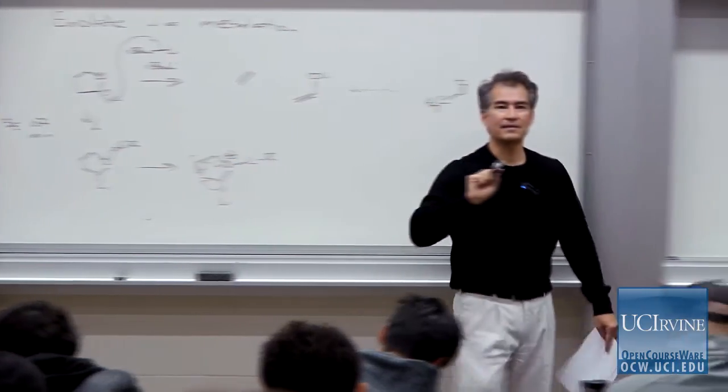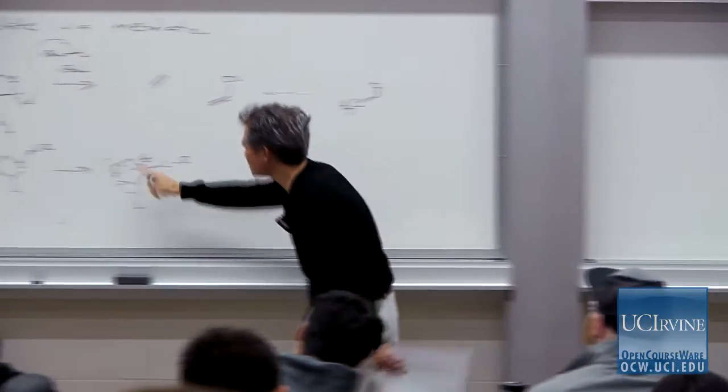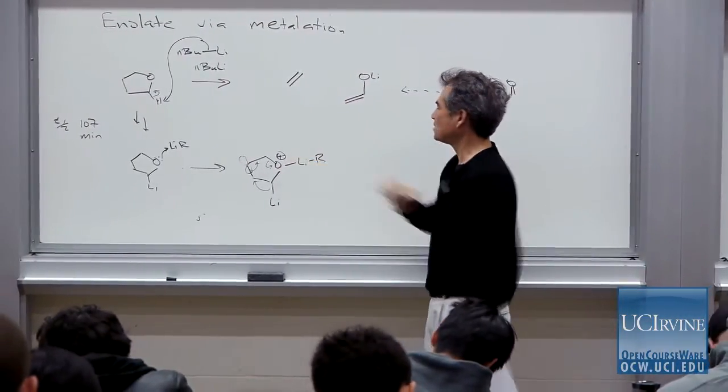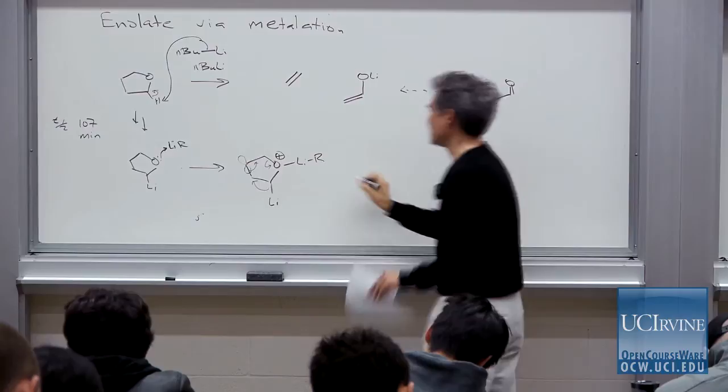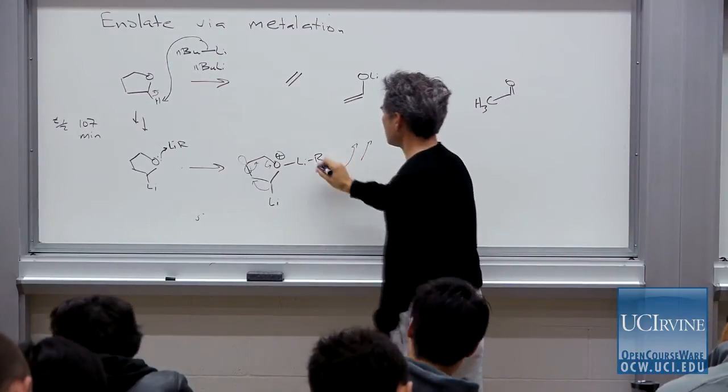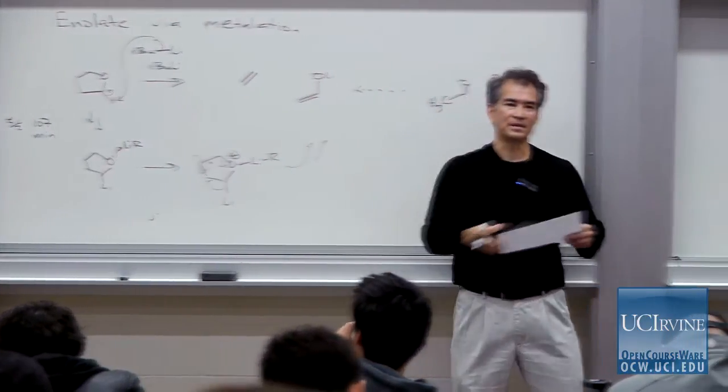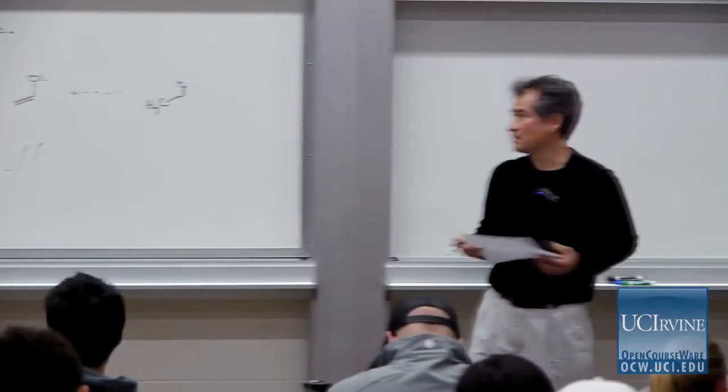Ultimately, you fragment to give ethylene. Did I just do that right? Yes, you fragment to give ethylene, and then you get your acetaldehyde enolate as a byproduct. And so then you can pop off the lithium and the R group, et cetera. And so that's what gives you the lithium enolate.